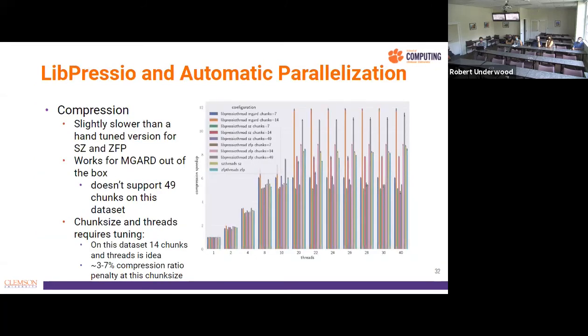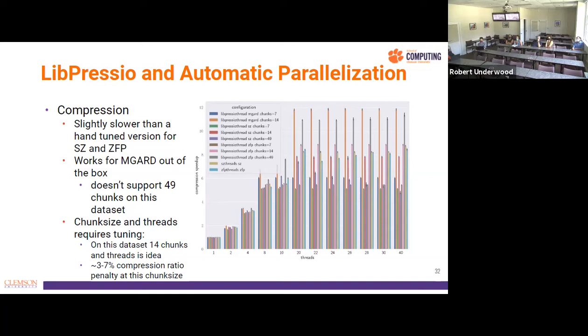So how does this impact performance? When we look at LibPressio and automatic parallelization, we see that we have a slightly slower version than what SZ or ZFP have for their bespoke versions, but we're actually relatively close. Additionally, we work for compressors such as MGARD out of the box, which didn't natively have a concept of parallel compression.